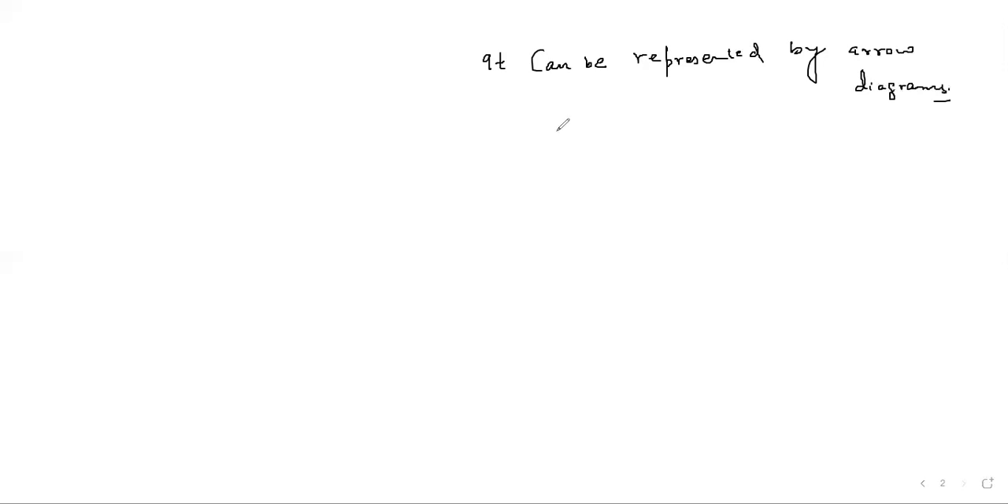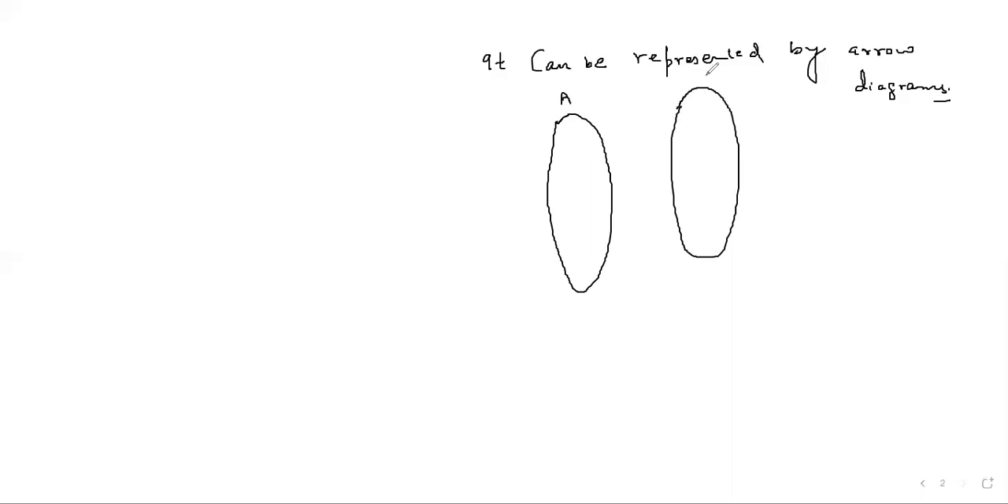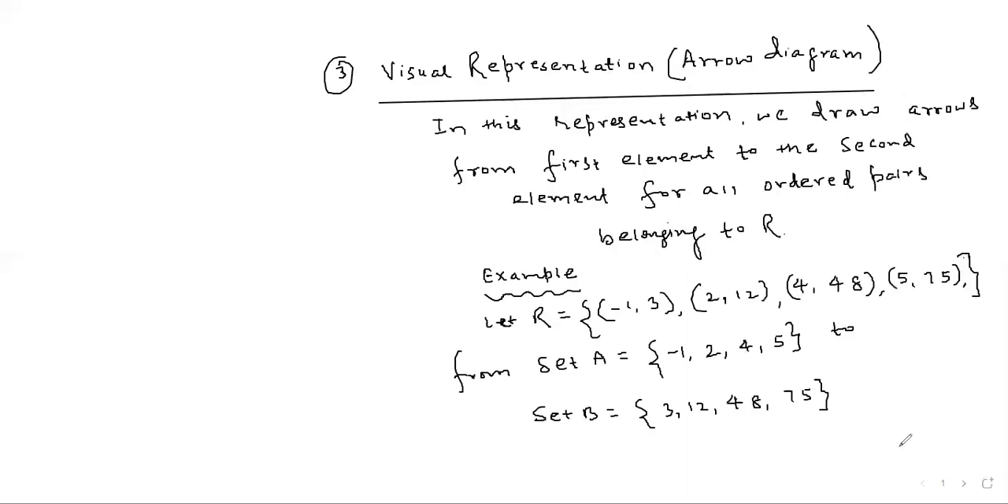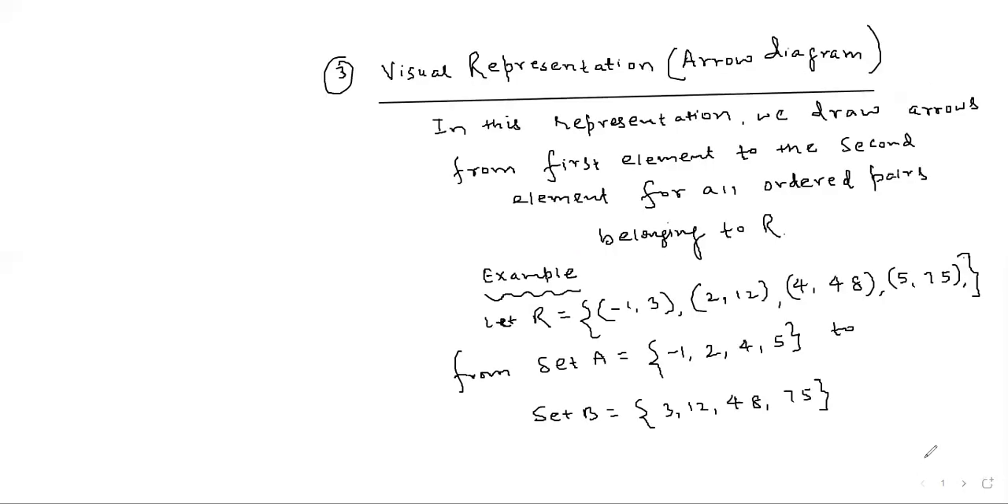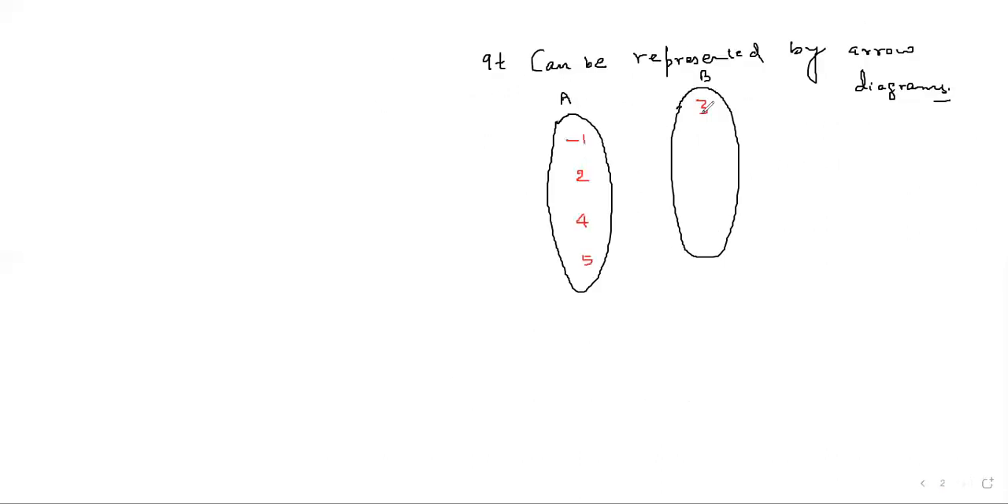Just consider once. So beta, that is the set A and that is the set B. A has -1, 2, 4, 5. And B has simply 3, 12, 48 and 75. That is clear, na? So actually, guys, what is the relation?